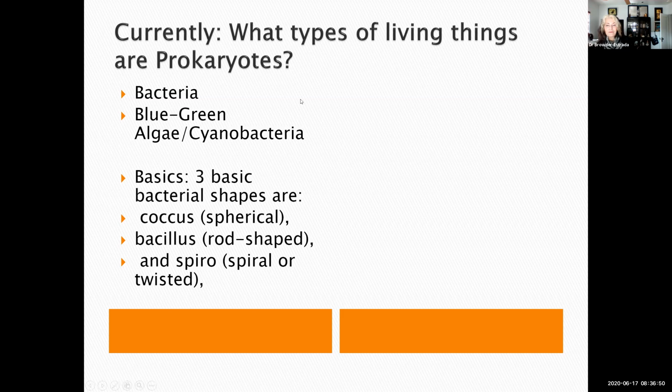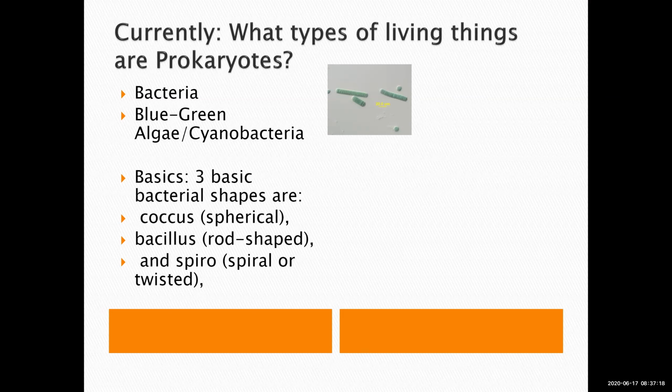And if you look right here, this is a scanning electron microscope view, and then they dyed them so that you can see these a little bit better. We can see these long rod-shaped shapes here. So you all, what are these? You can unmute. Are these coccus, bacillus, or spiro? Bacillus. Now, what about the ones that look like little round circles here? Coccus. Thank you for answering. And that's the reason why I asked you.